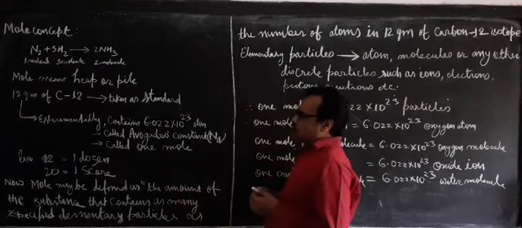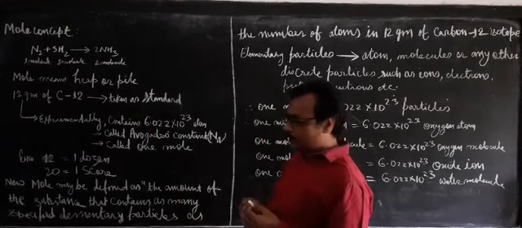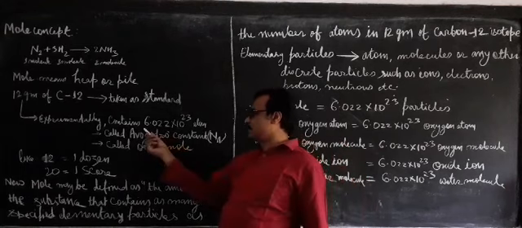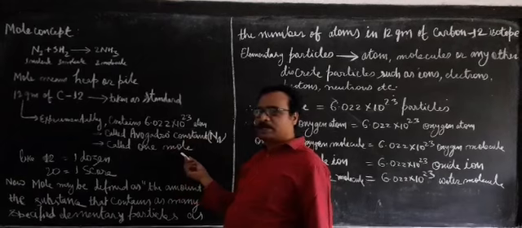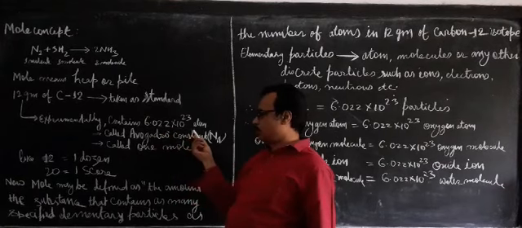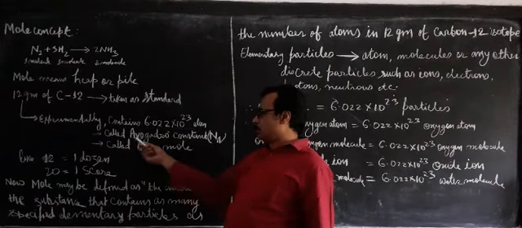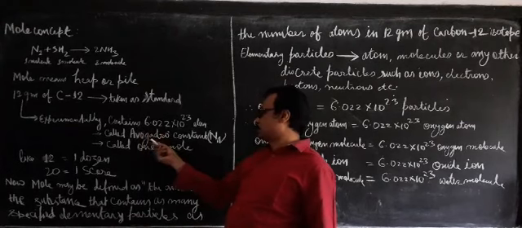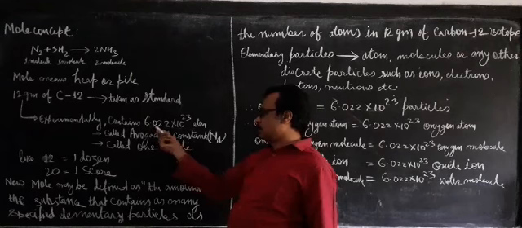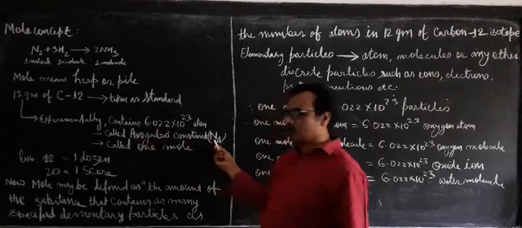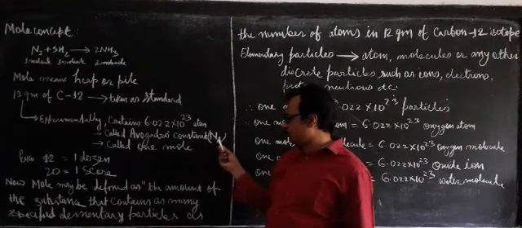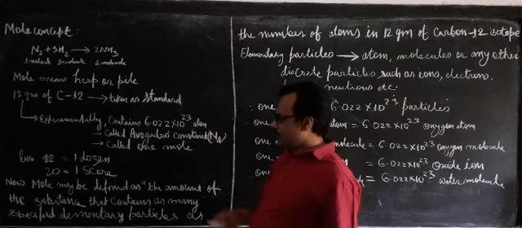And the scientist, whose name is Avogadro, gave this number as 1 mole. Or, after the name of Avogadro, to remember him, this number is given the name Avogadro constant. The symbol is capital N, small a, like this, Na, right? It is written like this only.